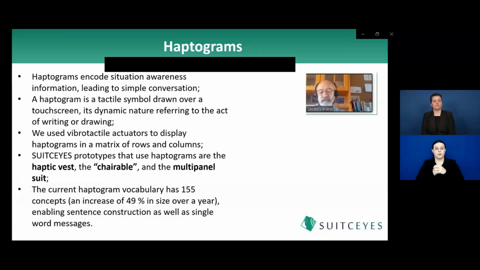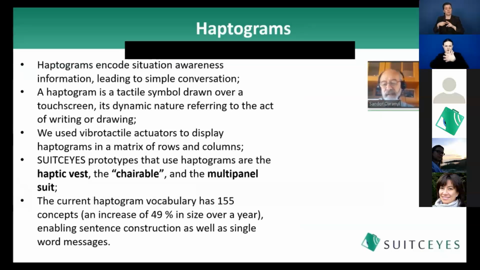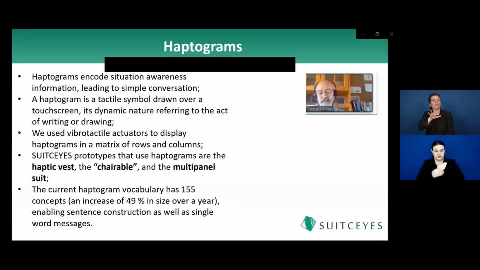SUITCEYES prototypes that use haptograms are the Haptic Quest, the Chairable, and the multi-panel suite. We will see the multi-panel suite and the Vest in more detail. The Chairable is a seat covered with smart textile, which relays messages to the user's back. The current haptogram vocabulary has 155 concepts, enabling sentence construction as well as single-word messages.